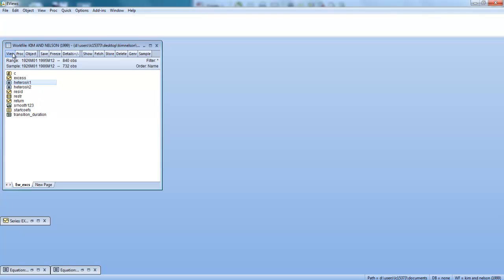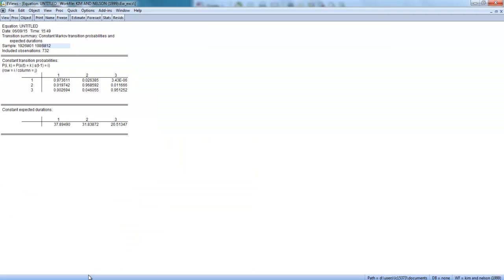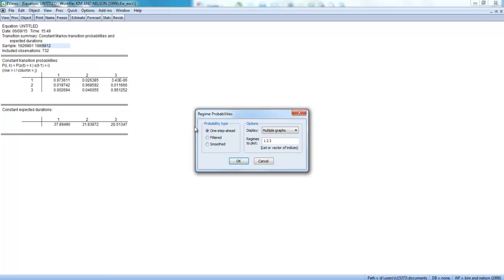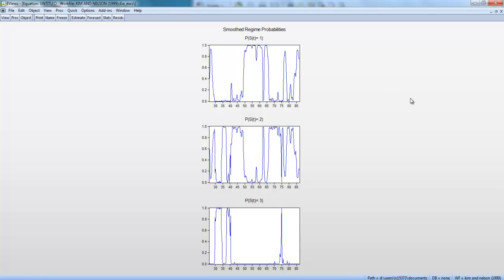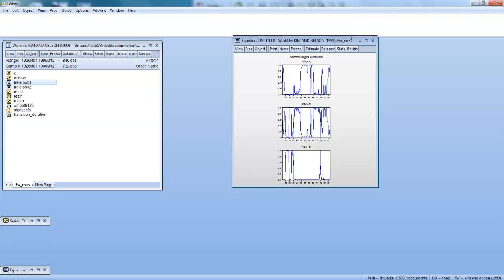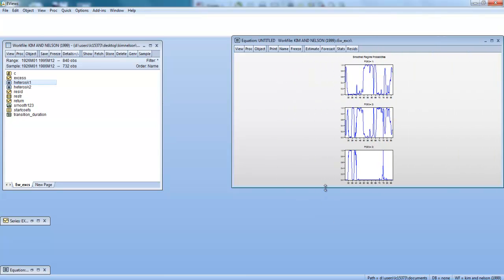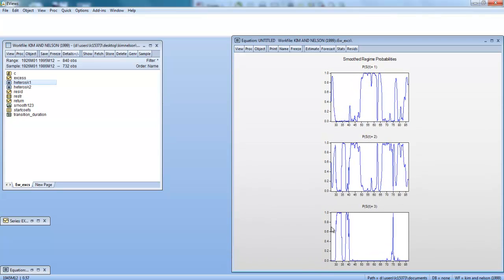What else? We can also go to the probability, smoothing, view, regime probability, and we select this one, and here you have the probability smoothing. This is for the first regime, second regime, and third regime, and we can compare the result with the trajectory, just to have an idea about this.